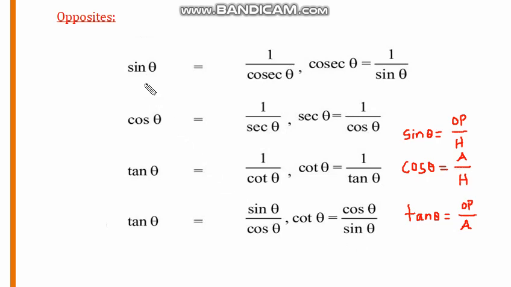Students, keep it in your mind: the inverse of sin is cosecant, and the inverse of cosecant is sin. The inverse of cos is secant, and the inverse of secant is cos theta. The inverse of tan is cot theta, and the inverse of cot is tan theta. At the same time, tan theta is the ratio between sin and cos theta, and cot theta is the ratio between cos and sin theta. Students, I hope you all understood this concept.